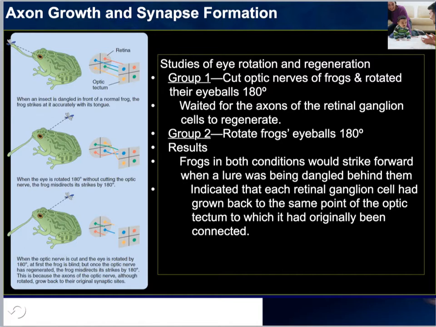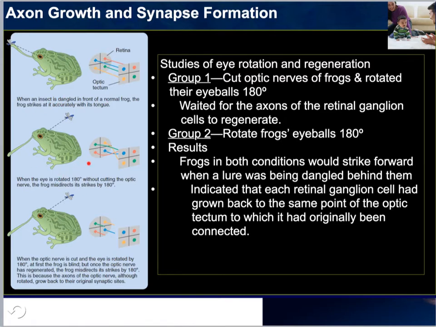Once regeneration was complete, Roger Sperry used a convenient behavioral test to assess the frog's visual capacities. And you could see that in this particular picture. Under normal conditions prior to the surgery, when the insect was dangled in front of the frog, its tongue would actually strike accurately right in front of it. And that is because the projections, the axons, were connected to the specific location.